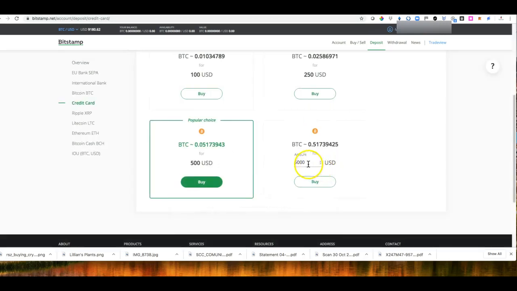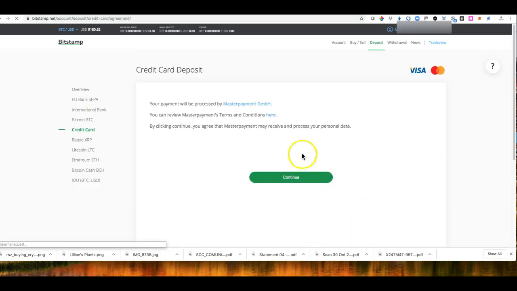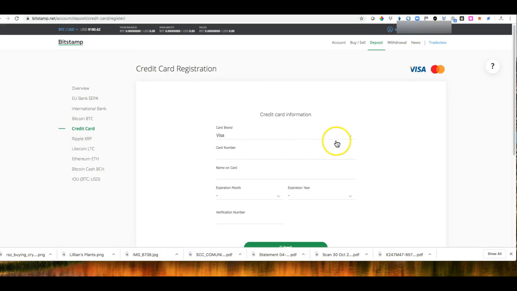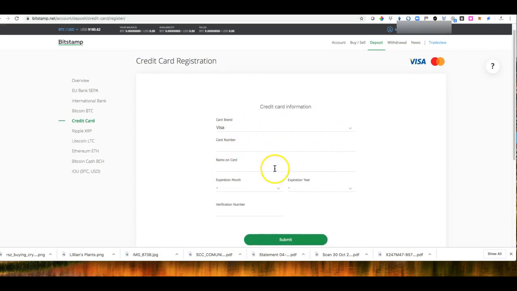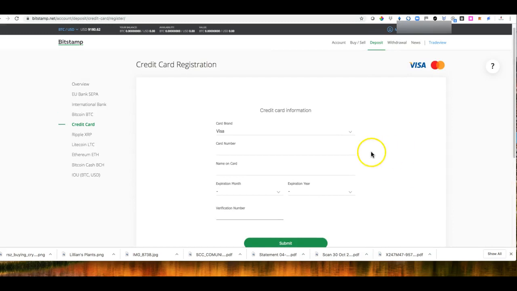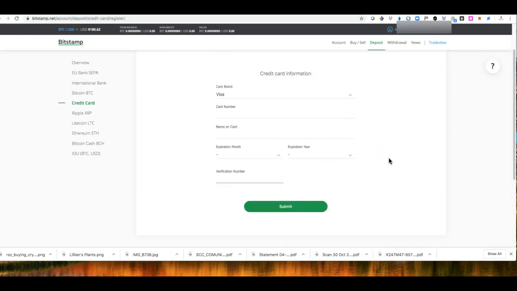If you use a credit card, it is obviously limited for security reasons, so that's the amount you can buy per day. Then your payment will be processed by MasterCard. If I click continue, it takes me to the MasterCard page. You put your 16-digit card number, the name on the card, the expiry month and year, and the verification number, which is the 3 digits at the end, and you click submit. Then review it. I'm not sure if it will be automatic or not. This is for someone who uses a credit card.